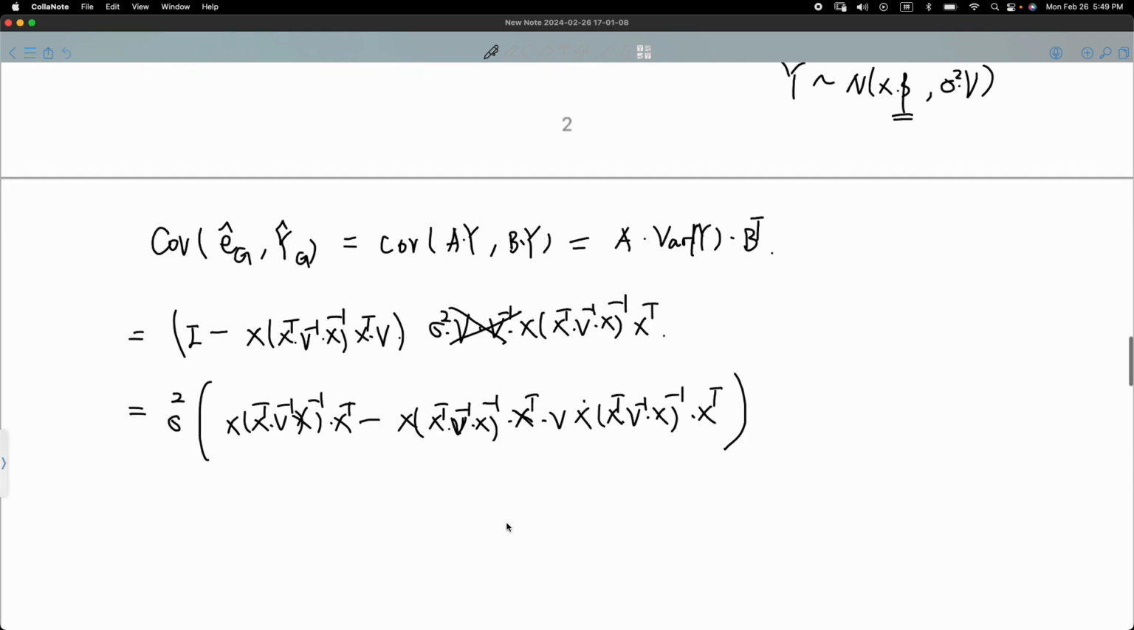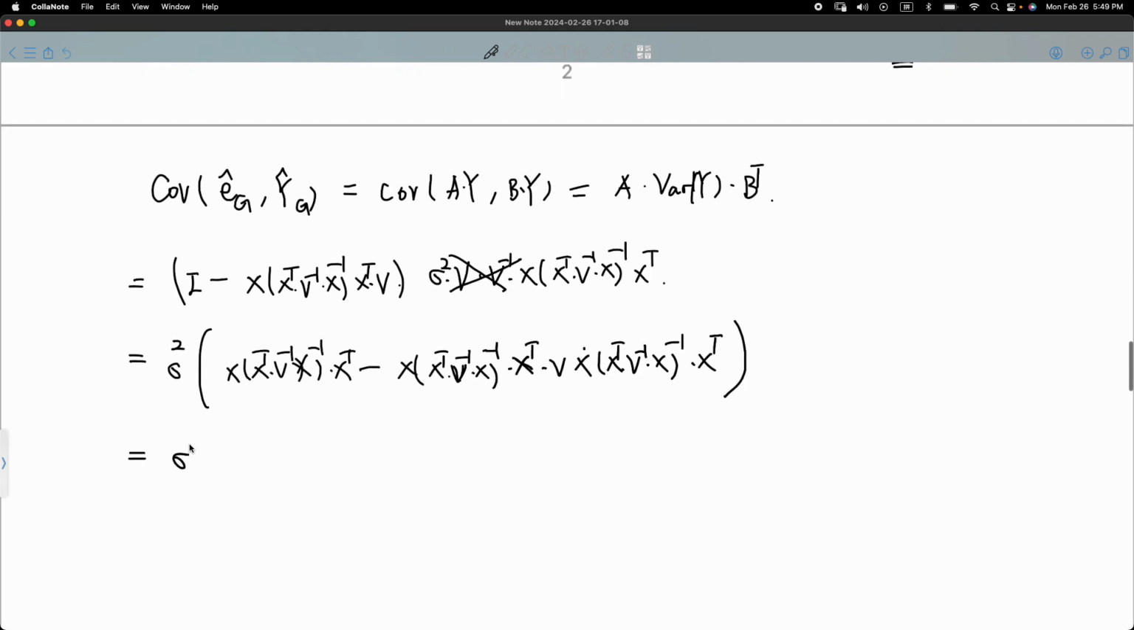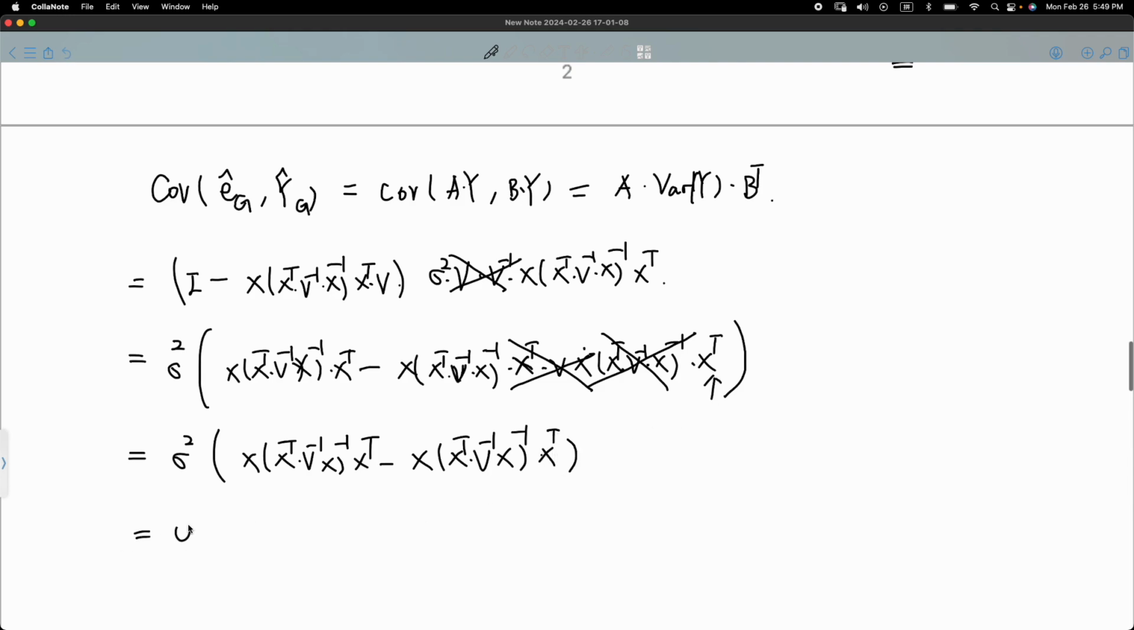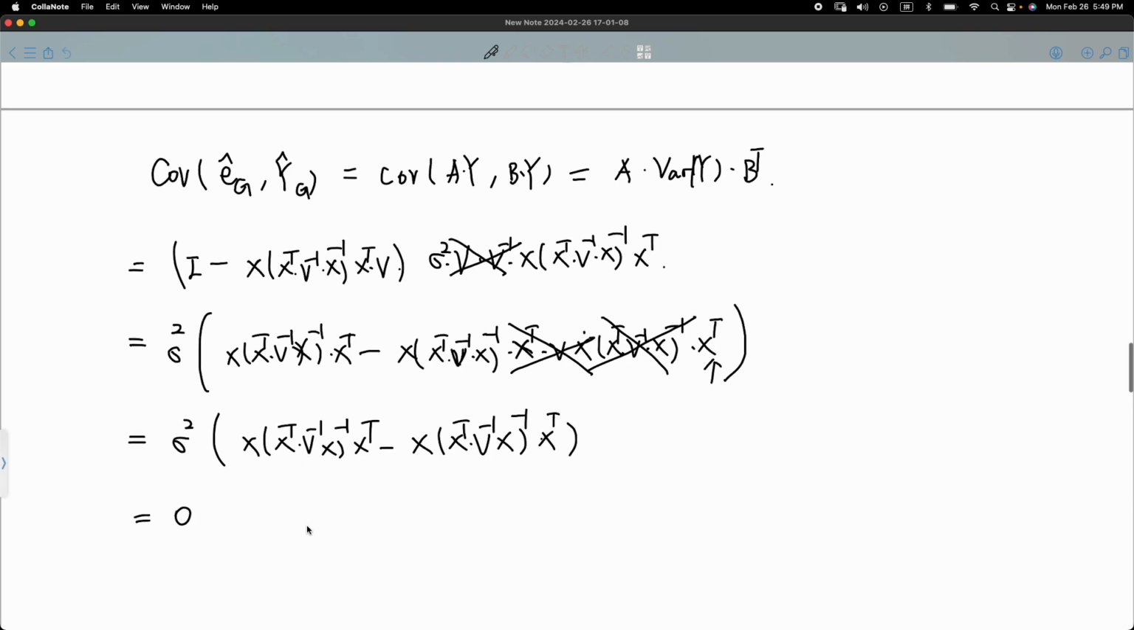Okay, so I think now it should be obvious. So we just have sigma and then X transpose V inverse X transpose minus. Now we just need to evaluate this. You can see that this is essentially an identity copy of this. So in the end, we should have this V inverse X inverse and then the X transpose in the end. Okay, should be 0. The covariance of that is equal to 0, so they are independent. So conclusion: E G hat is independent of Y G hat.